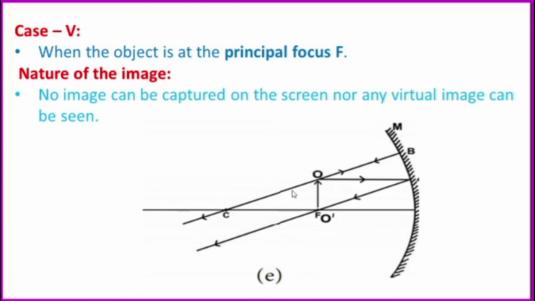Center of curvature la இந்த ray வர்ற மாதிரி ஒரு feel இருக்கு. Okay, yeah. So after reflection, it passes through the same path. So you compare the two reflected rays. After reflection, these rays are parallel to each other. So no image can be captured on the screen or any virtual image can be seen. So in this case we cannot get the image, neither real nor virtual, meaning the parallel rays never meet.